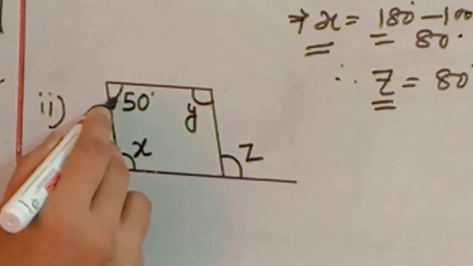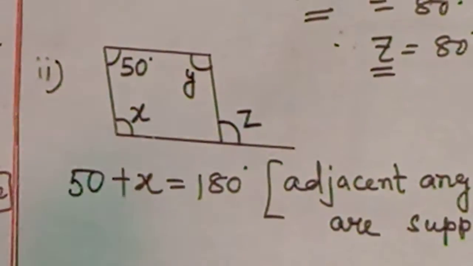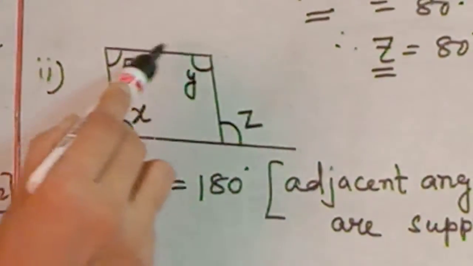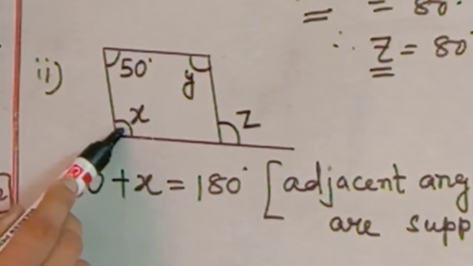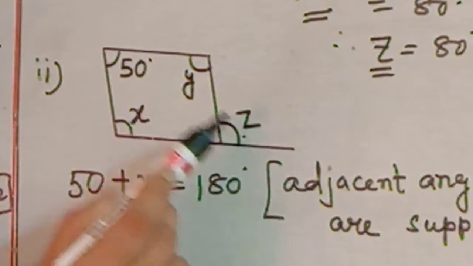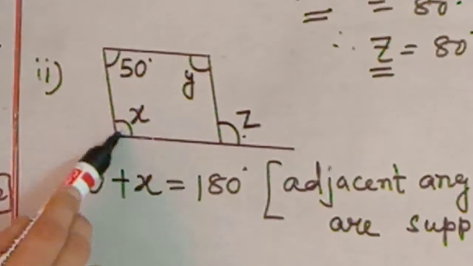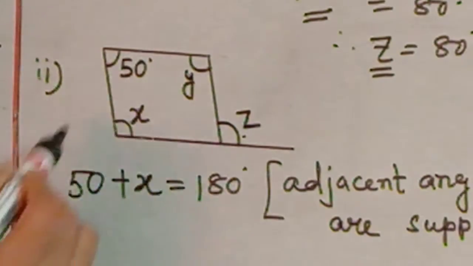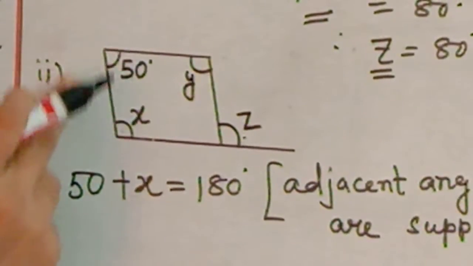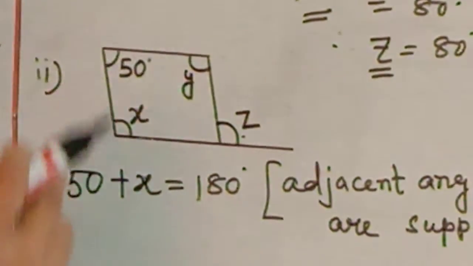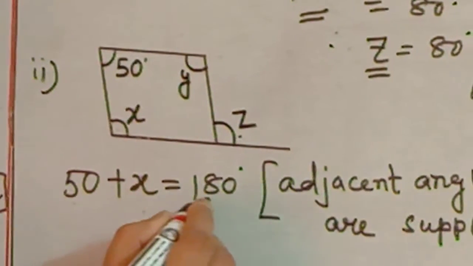Here only 50 degrees is given. Now in question number 2, look at the diagram. Here only one angle is given, 50 degrees, and you have to find x, y and z. z is exterior. So when you are finding x, you know that adjacent angles are supplementary. So 50 plus x, they are adjacent angles, interior angles on the same side of the transversal. So 50 plus x is equal to 180 degrees.